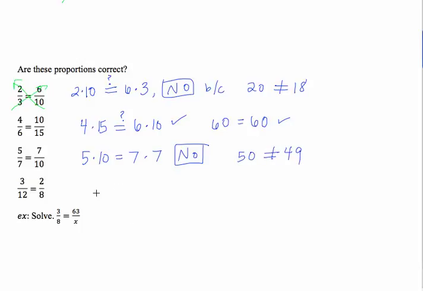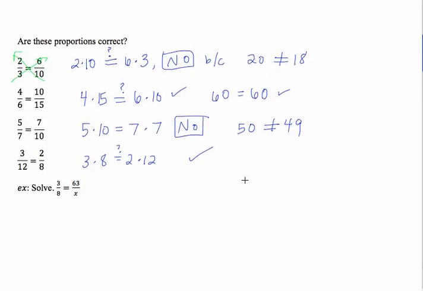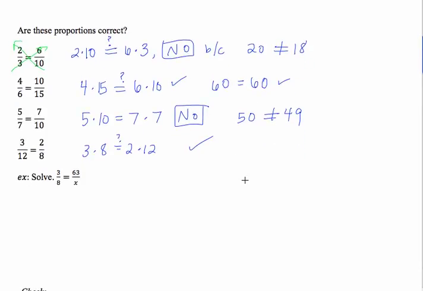And in this last example, does 3/12 equal 2/8? Well, one way to check is to say, does 3 times 8 equal 2 times 12? And 3 times 8 is 24, and so is 2 times 12. So in this case, yes, those are equal. Now next, let's use cross multiplication to actually solve a rational equation.